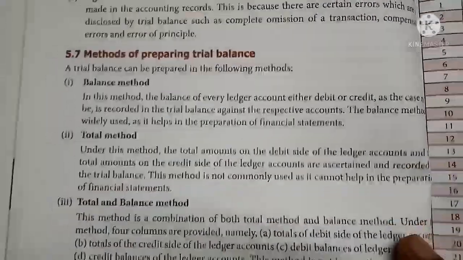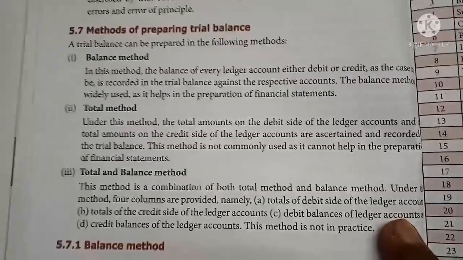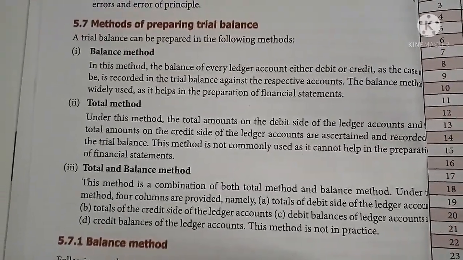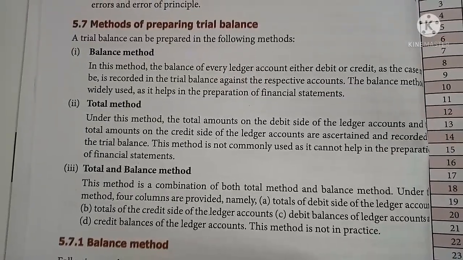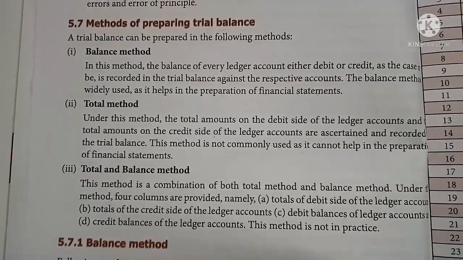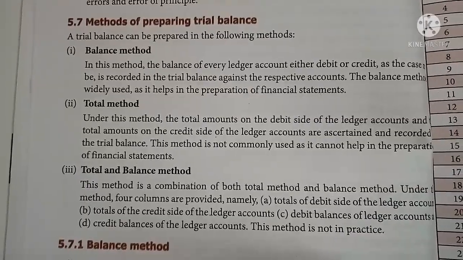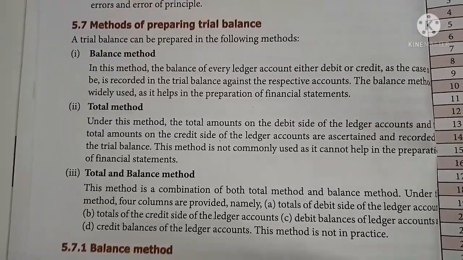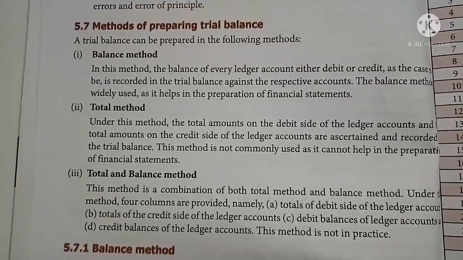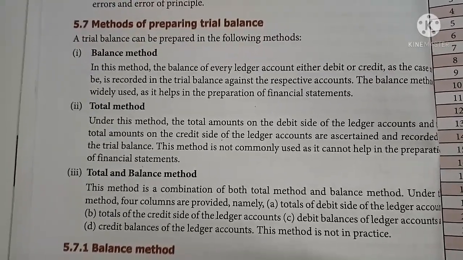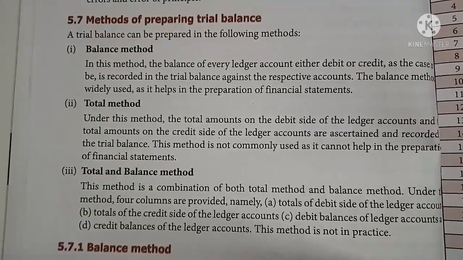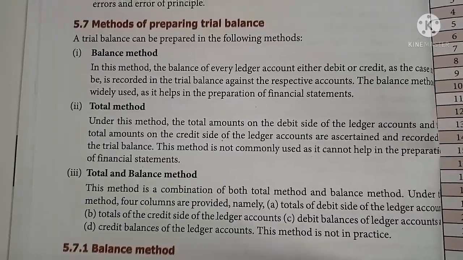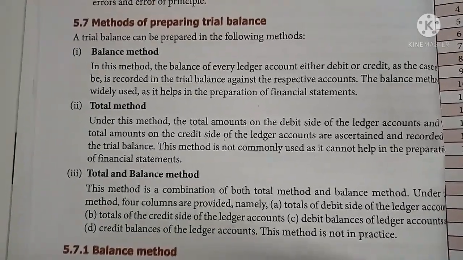Method of preparing trial balance. There are three methods of preparing trial balance, that is balance method, total method, and total and balance method. In the case of balance method, the balance of every ledger account, either debit or credit, as the case may be, is recorded in the trial balance against the respective accounts. The balance method is widely used as it helps in preparation of a financial statement.